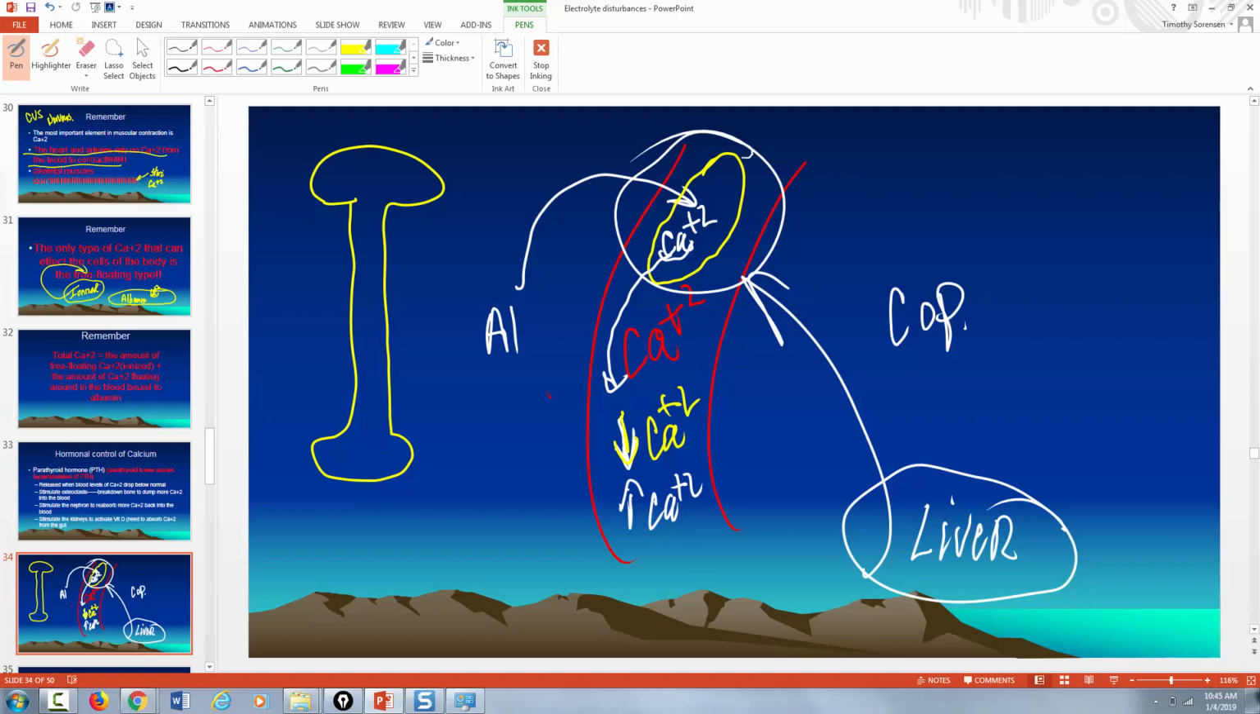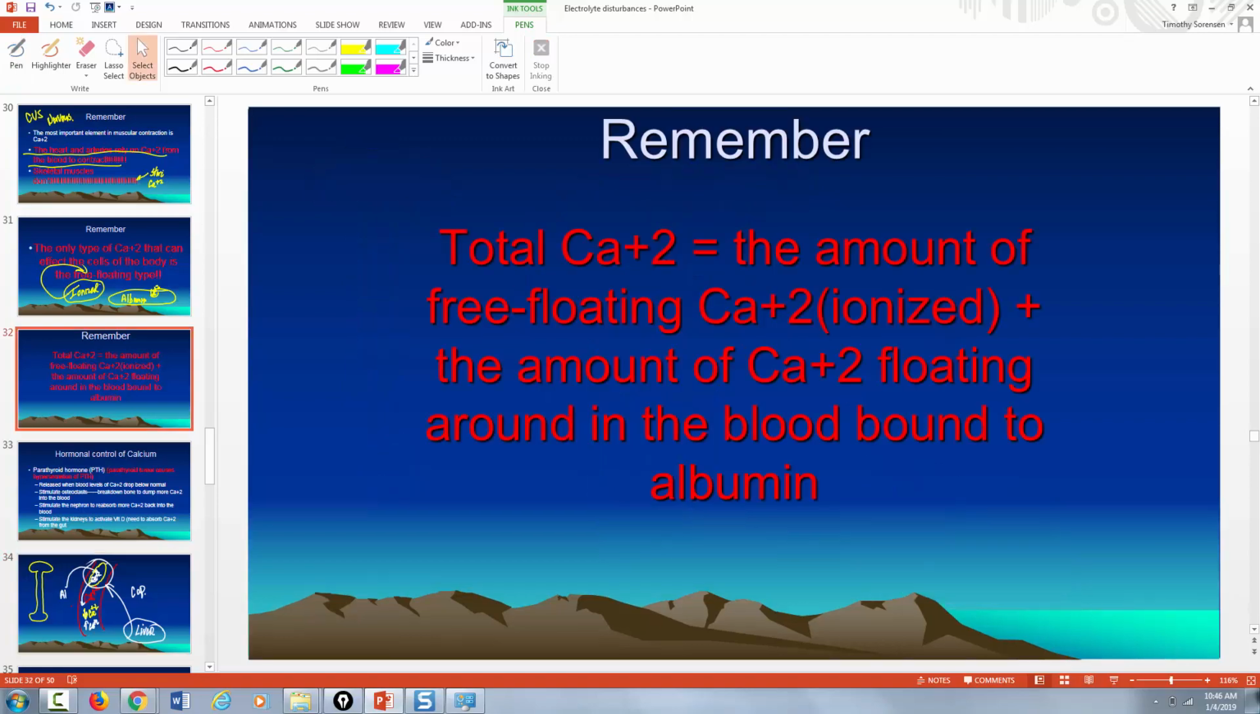So liver failure can result in hypocalcemia. All right? Okay. Now, again, we talked about total calcium. That's the amount of free-floating calcium, the ionized, plus the amount of calcium floating around in the blood bound to albumin. So I just explained that to you.